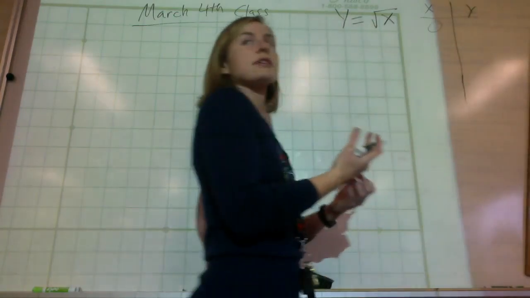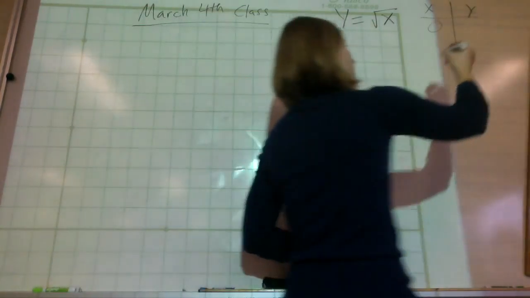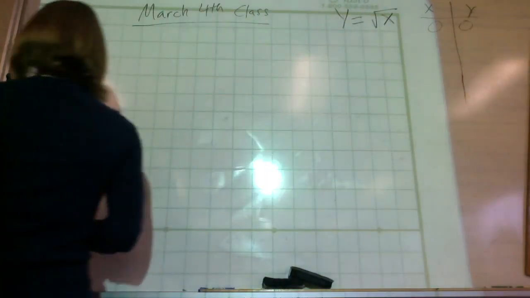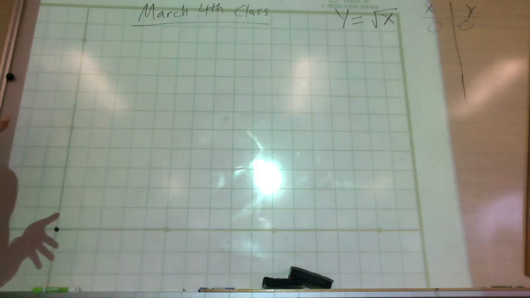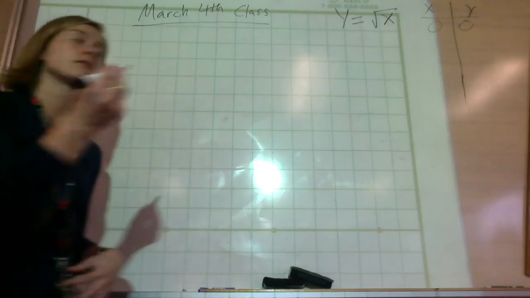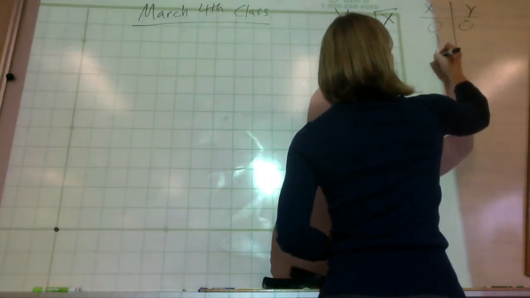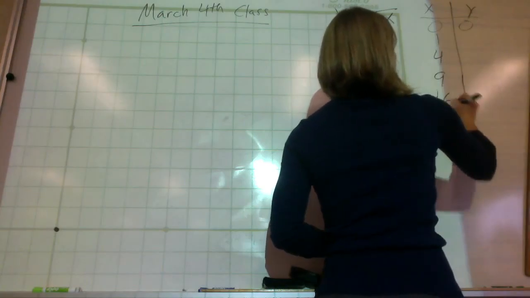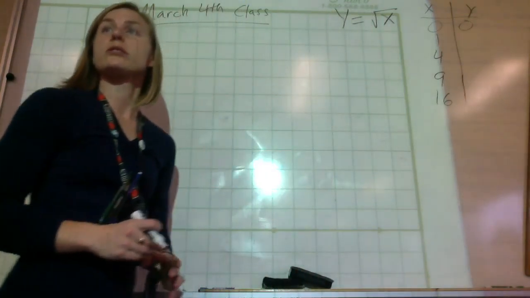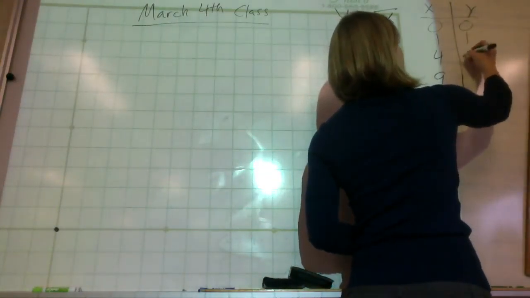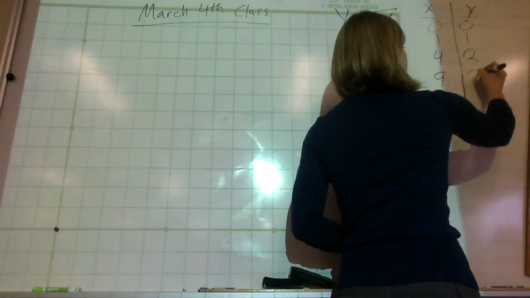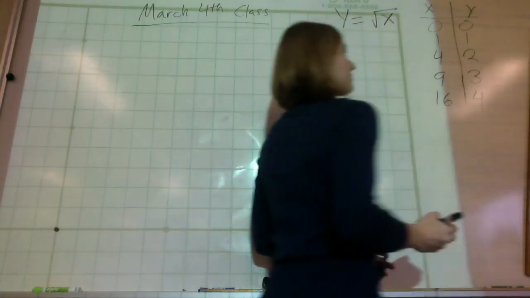If we square root 0, what is that? 0. So we're starting at 0. Now since you get to choose what values you want for x, and we're dealing with square root, I would choose things that square root very nicely. So 1, 4, 9, 16. So you can get whole numbers going on. So square root of 1, we got 1. Square root of 4, you get 2. Square root of 9, you get 3. Square root of 16, you get 4.